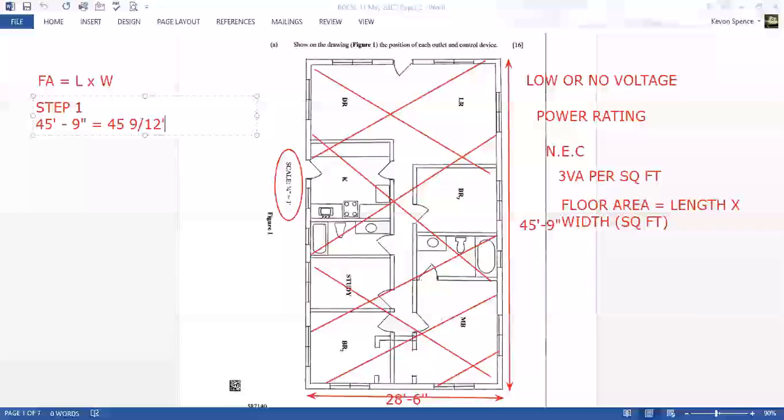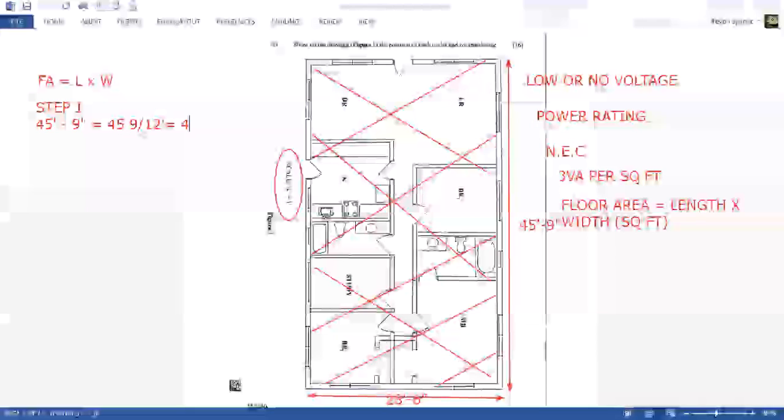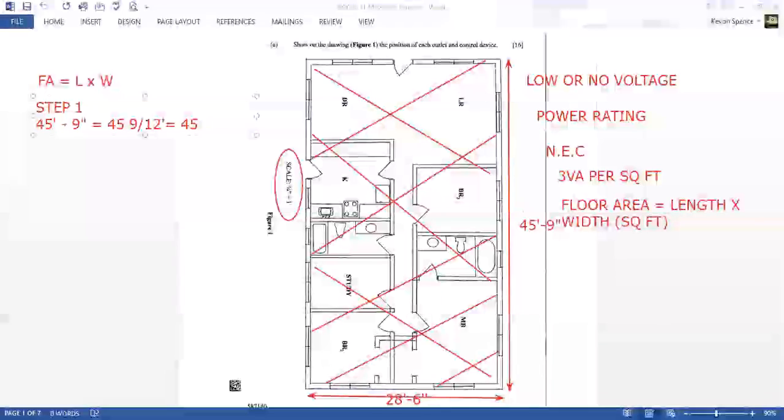And all of this is feet. That is also equal to, if we reduce it, 45, and we change 9 over 12 to 3 over 4 feet. Okay?